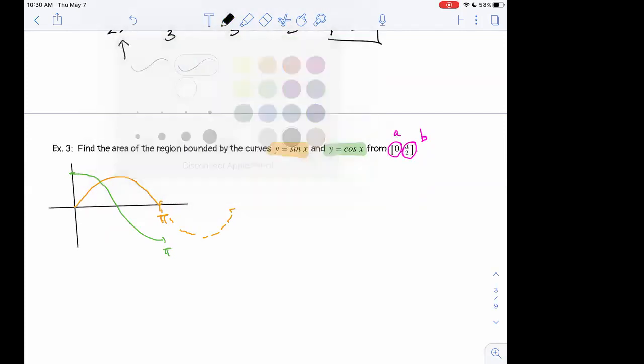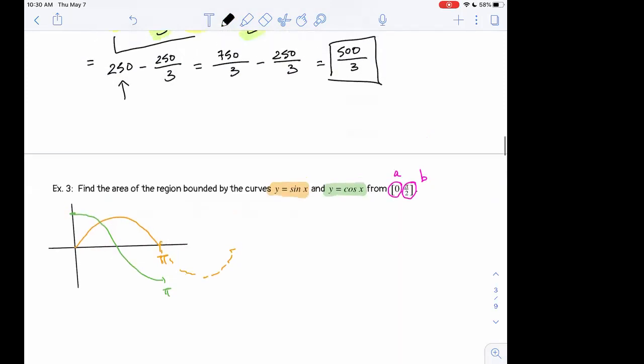Now, let's add in a few other markers. The cosine graph crosses the x-axis at pi over 2. So since pi over 2 is my b value, I'm going to mark that off as the end of what I'm finding the area of. And I can also mark off where I'm starting, which is at x equals 0.